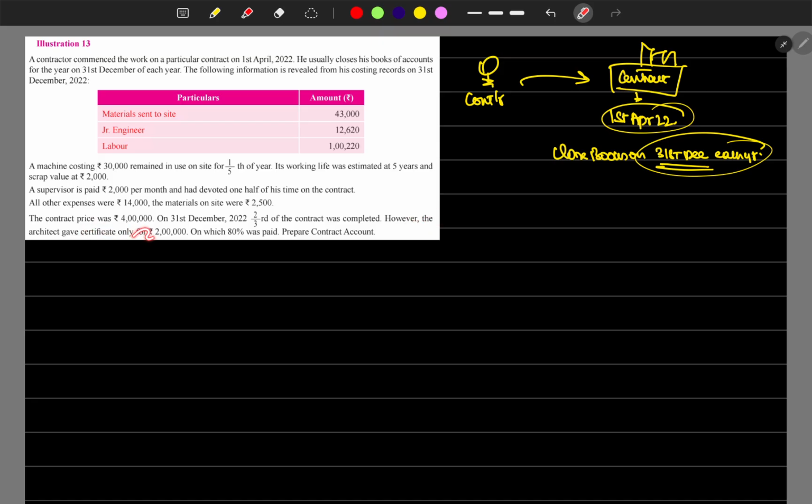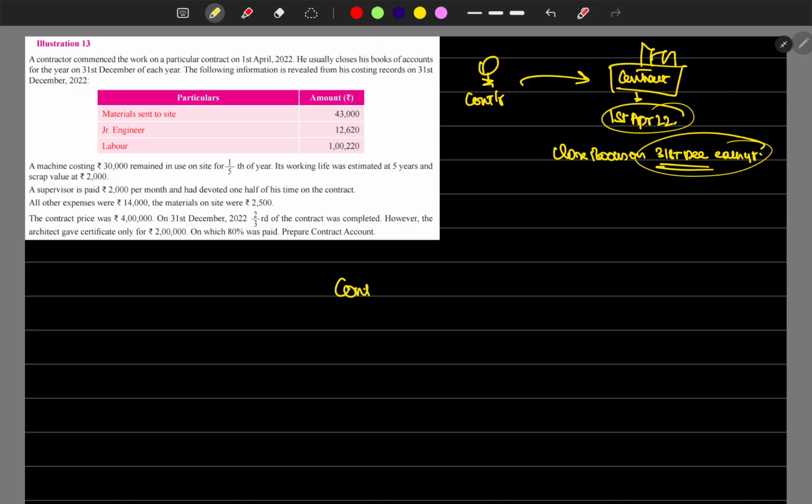However, the architect gave a certificate only for 2,000. Two-thirds means almost 66.66 percent, but the architect has certified only 2 lakhs, which is actually 50 percent. So there is a balance, which is uncertified work, and we have to find out the cost of uncertified work. The work certified is 2 lakhs and the cash paid is 80 percent. So let's quickly prepare the contract account.